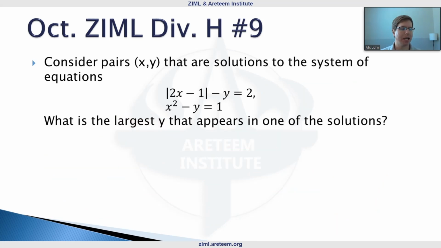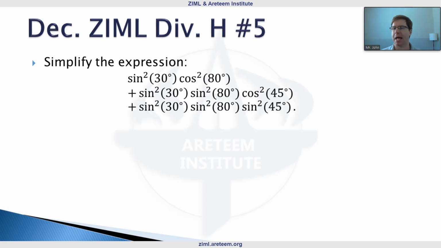Let's have time for one final question here before some wrap up as well. And I want to do one more of these trigonometry questions here. So we want to simplify the expression sine squared of 30, cosine squared of 80, sine squared 30, sine squared 80, cosine squared 45, etc., etc. Let's come back to that expression in a second.